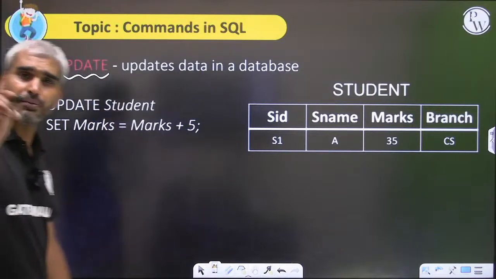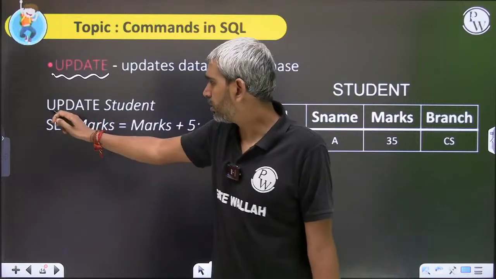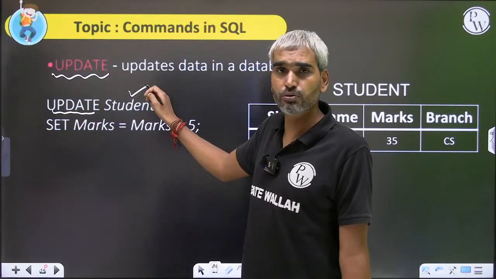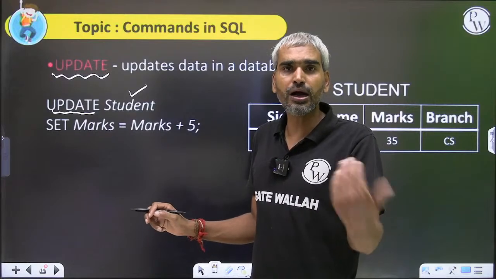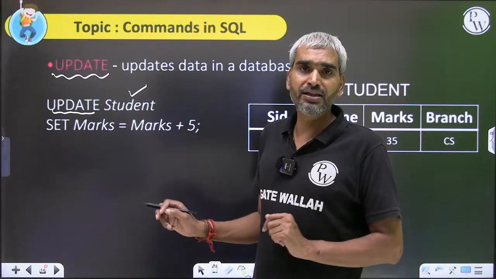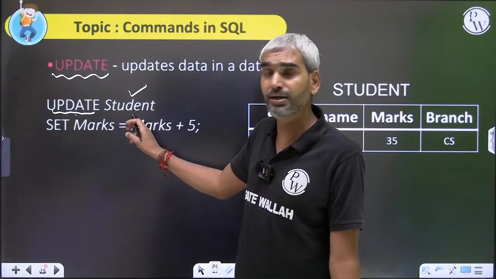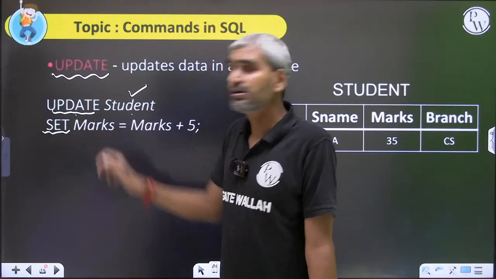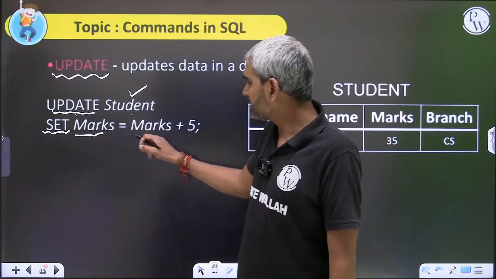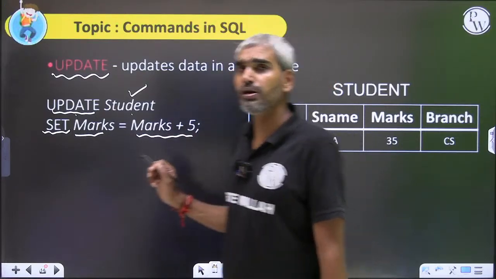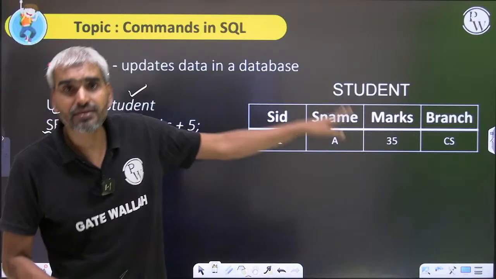So you will say update what? Update the table student, and what you want to update in this table, you will have to define along with the set operation. So update the table student and set marks as marks plus 5. So what will happen? In all the tuples, marks will be increased by 5.